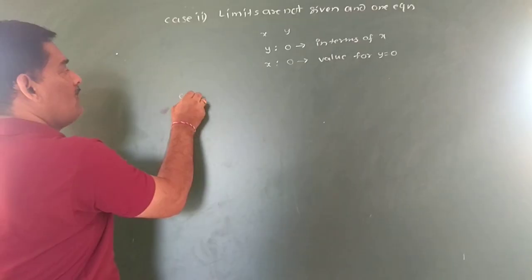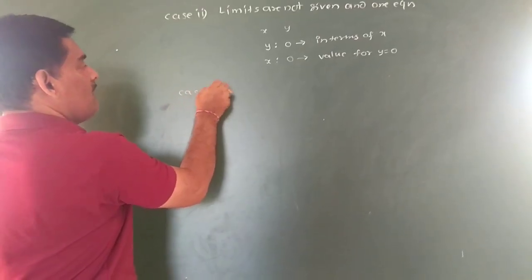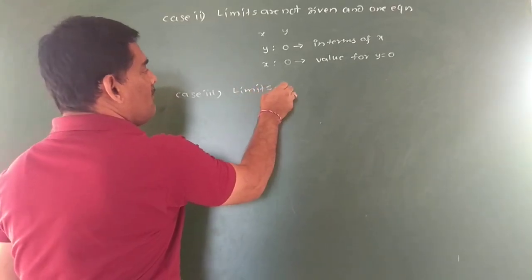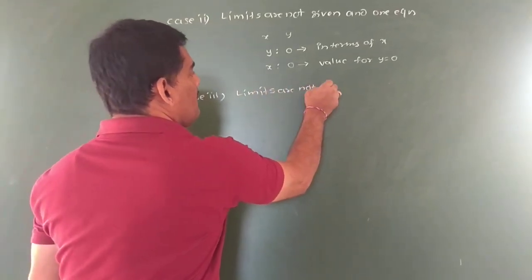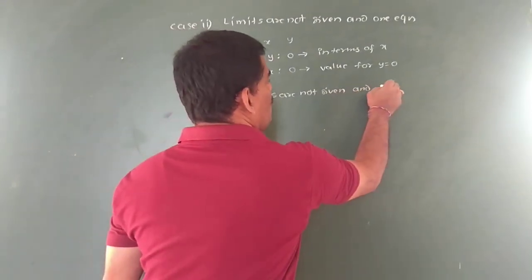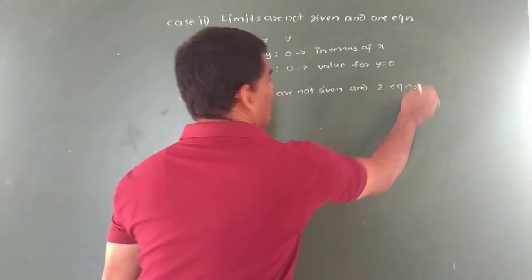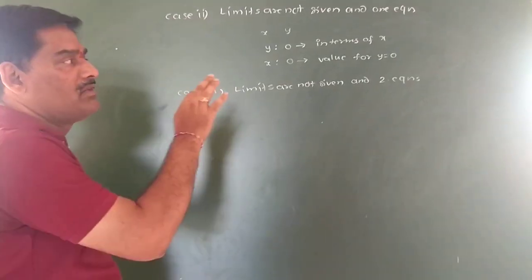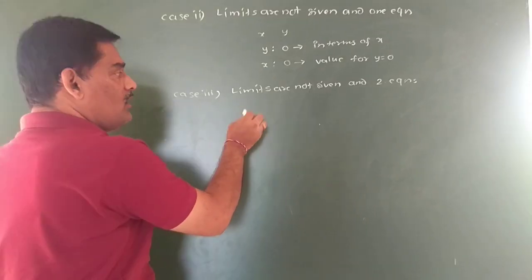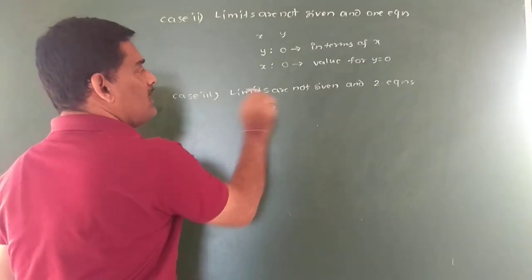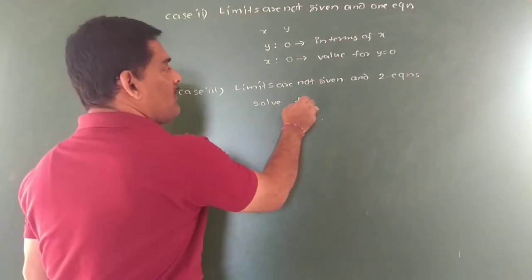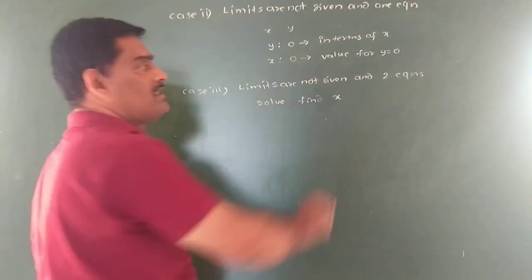Now coming to case number 3. The third case is limits are not given, and two equations are given. They have not given the limits but they have given two equations. So corresponding to those two equations, you solve those two equations so that you can find the values of the x variable.